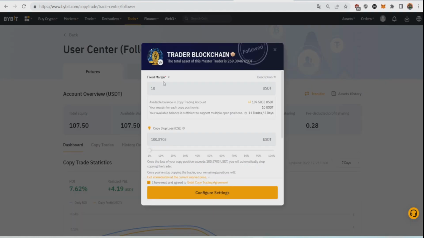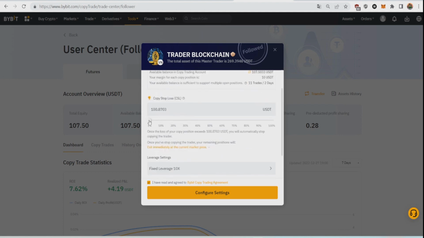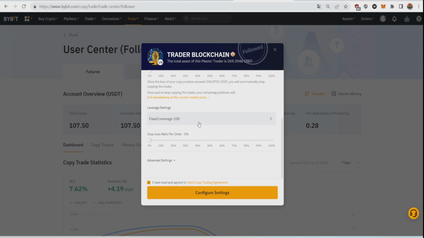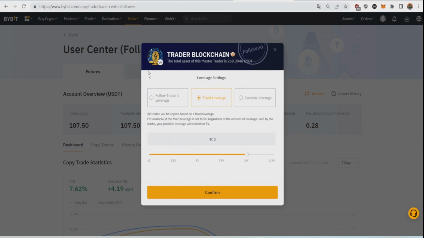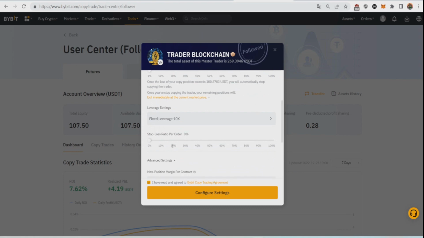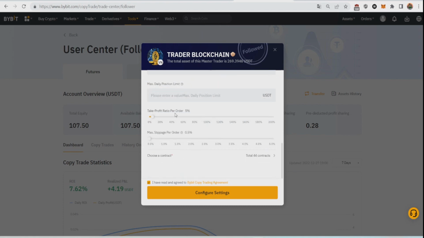So basically, like I said, the fixed margin minimum is $10, then copy loss always at 100%, but then I did something crazy. I did fixed 10x because I believe in this trader. Until this week, he never failed at 10x either. This is very risky, but you need this. And the second important thing is take profit ratio per order 5%.